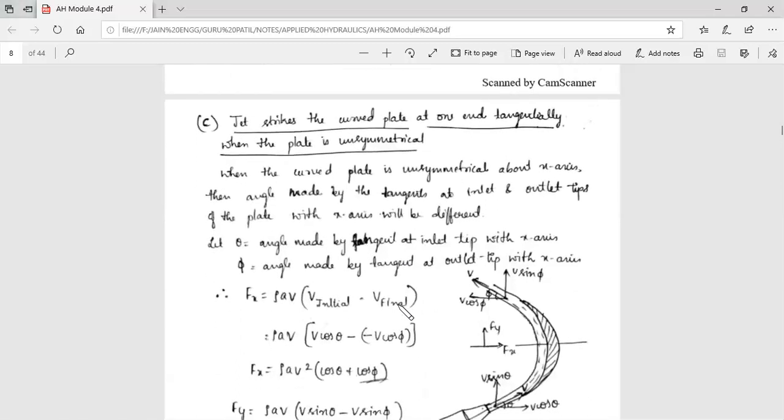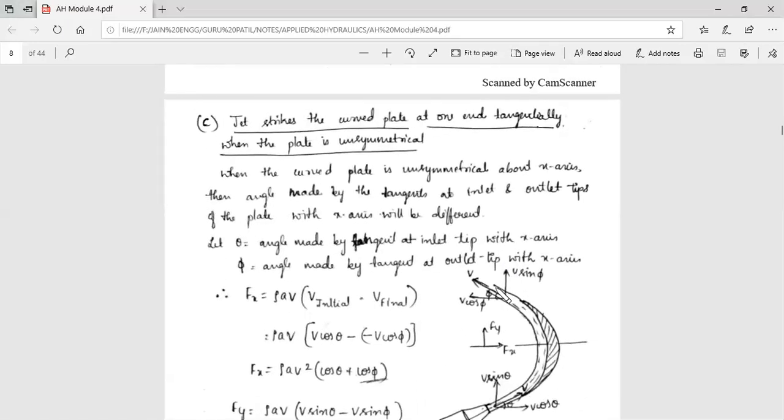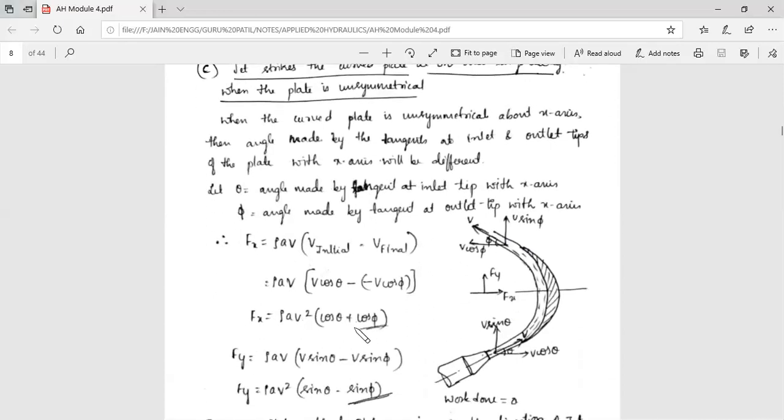Next is jet strikes the curved plate at one end tangentially and one end unsymmetrical. So it is striking a plate which is unsymmetrical now. Again the steps are the same. So here we need to see Fx. Fx is again v cos theta minus of minus v cos phi, because unsymmetrical plate means the angle of inclination changes. Here it is theta and here it is phi angle.